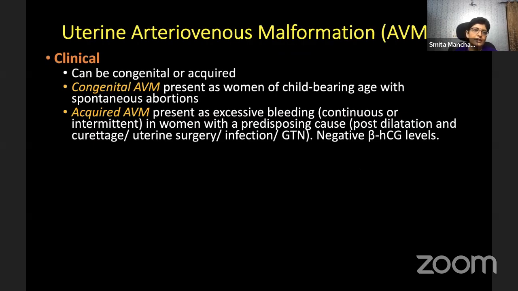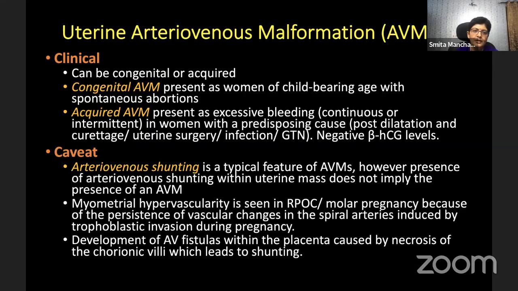So AVMs can be seen congenitally or acquired. When it's a congenital AVM, the patient usually presents as a woman in childbearing age having recurrent or spontaneous abortion. So that is a totally different presentation. It does not really present in the emergency setting. But in acquired AVMs, the patient will present with sudden bouts of excessive bleeding, continuous or intermittent, and you usually get a history. It can be uterine surgery, or the patient has undergone dilatation and curettage, or some PID, GTN. So some associated history you will get.